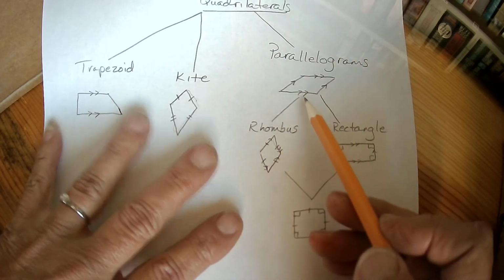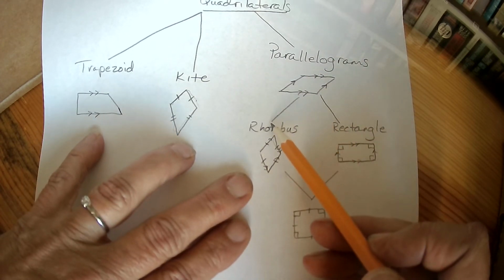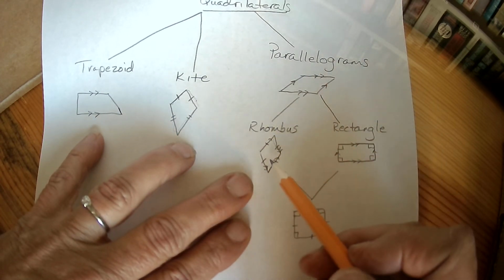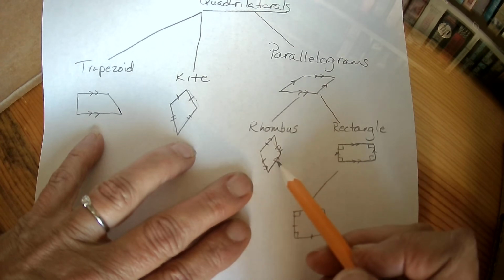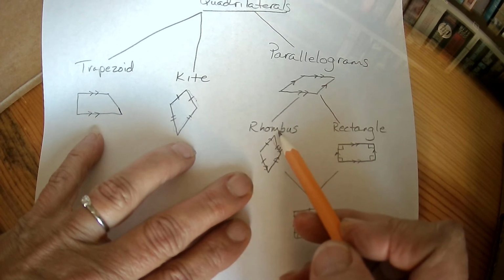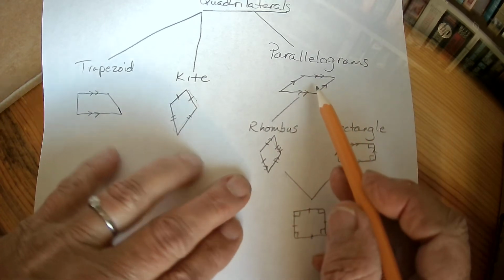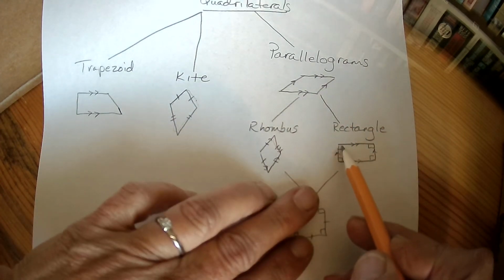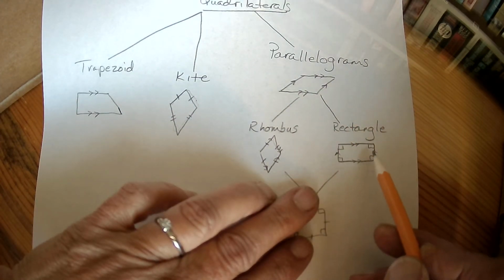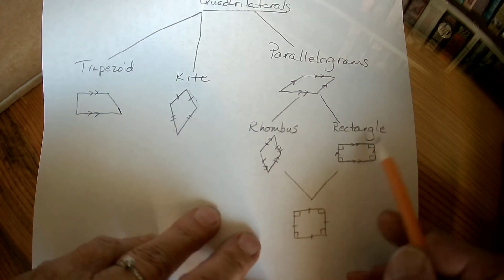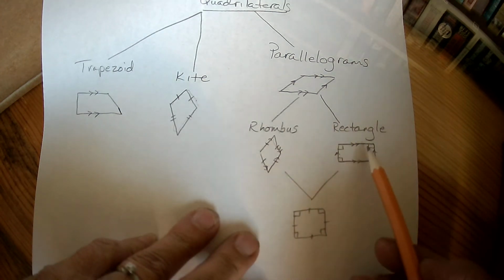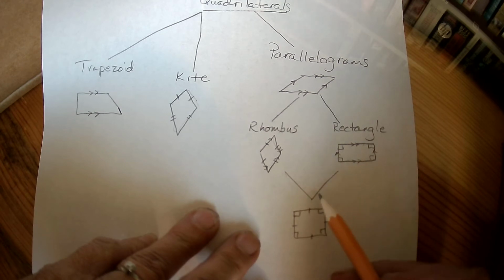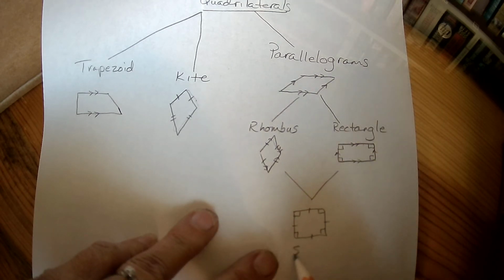Okay, if you have a parallelogram whose sides are all the same, it's a rhombus. If you have a parallelogram whose angles are all the same, then it's a rectangle. And if a rhombus and a rectangle have a baby together, they end up with a square.